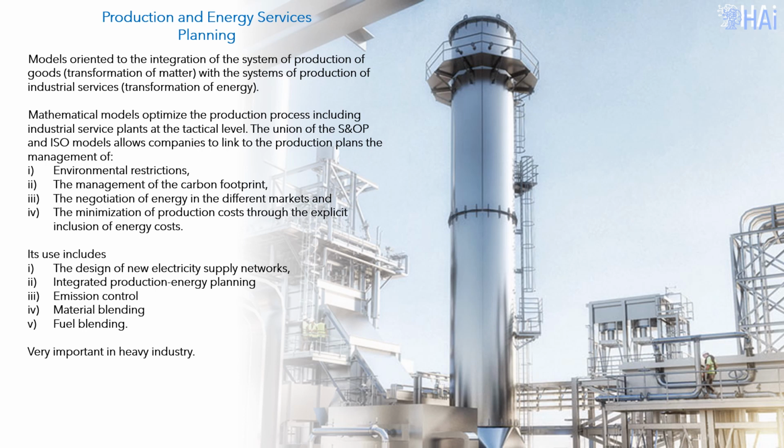The union of the S&OP and ISO models allows companies to link to the production plans the management of environmental restrictions, the management of the carbon footprint, the negotiation of energy in the different markets, and the minimization of production costs through the explicit inclusion of energy costs. Its use includes the design of new electricity supply networks, integrated production energy planning, emission control, material blending, and fuel blending.